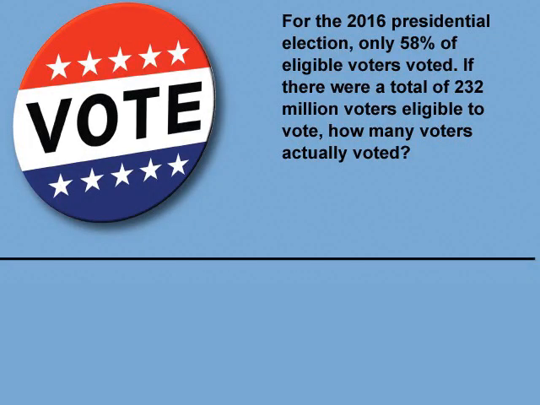For the 2016 presidential election, only 58% of eligible voters voted. If there were a total of 232 million voters eligible to vote, how many voters actually voted?